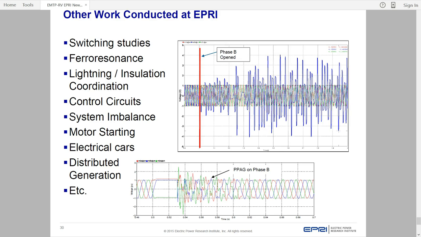System imbalances, a lot of system imbalance studies. You can lump open phase in there with system imbalance. Motor starting, electric cars, PHEVs. We've done a lot of work with that, especially with the controls of modeling the behavior of charging an electric vehicle, and DG studies. John's been involved in those. A lot of cutting edge stuff, especially when it comes to the inverter models, the wind models, a lot of things out there that don't have answers yet. EPRI's really been looking into that with the help that John's been providing in those models.